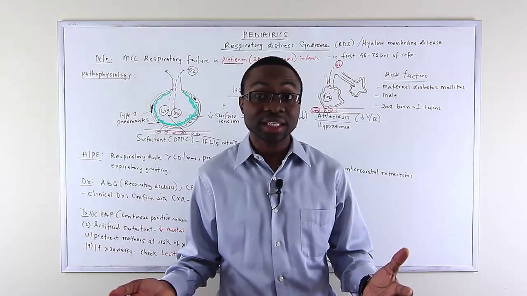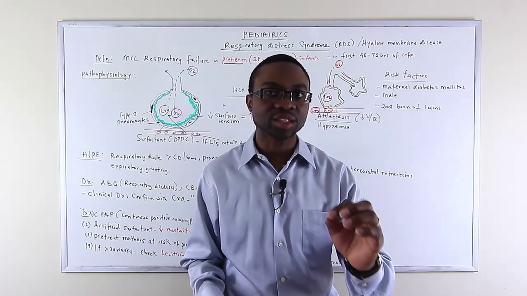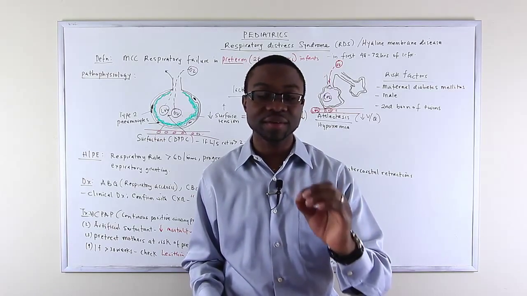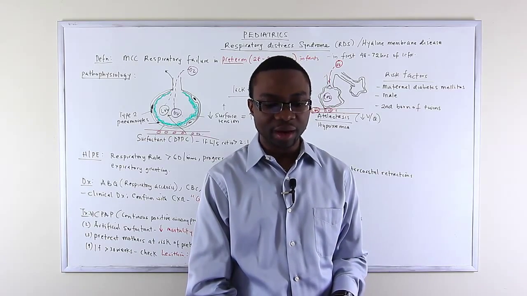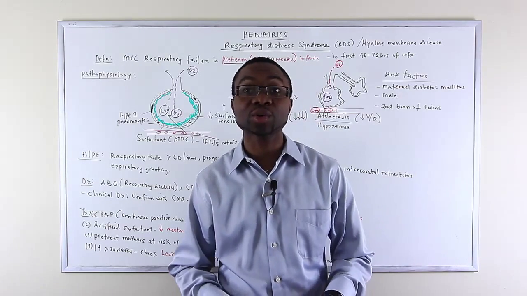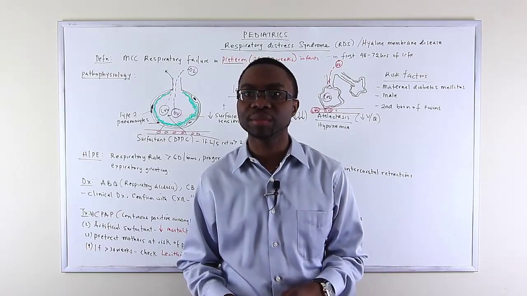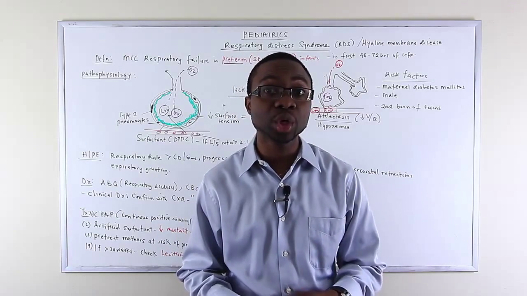But in transient tachypnea, you just give oxygen. That's all you need to give. You give them oxygen, they get better. Now, the child can also aspirate meconium. What's meconium? That's the baby's poop.